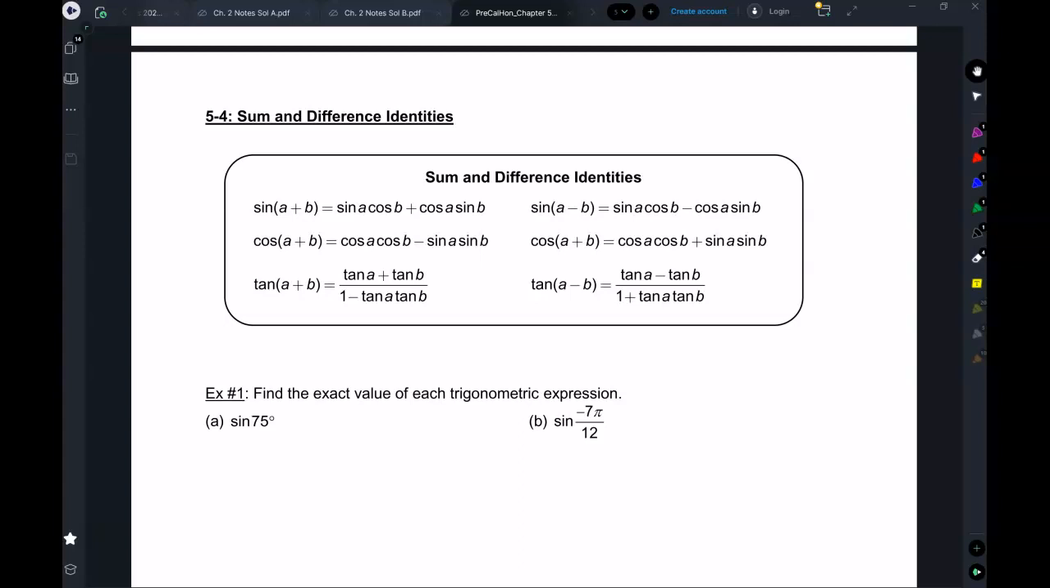Why are they the sum and difference identities? Because if you have sine of two angles, right? So not sine of 30 plus sine of 60, right? No, it's sine of 30 plus 60. Okay? So it's a sum of an angle. So here we have sine of A plus B, cosine of A plus B, and then the minuses, right?